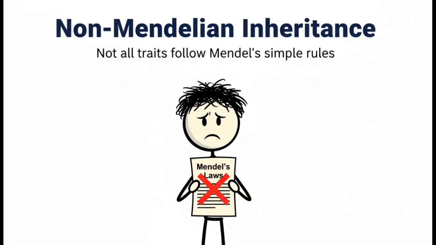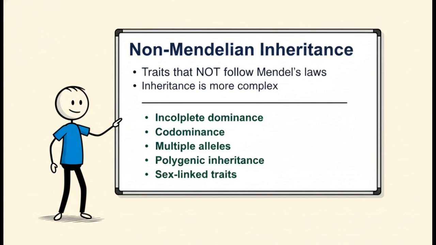Now, not all traits follow Mendel's simple rules. Some traits show incomplete dominance, codominance, multiple alleles, polygenic inheritance, and sex-linked traits. These are called non-Mendelian inheritance patterns.